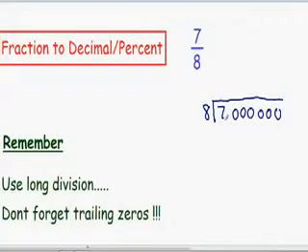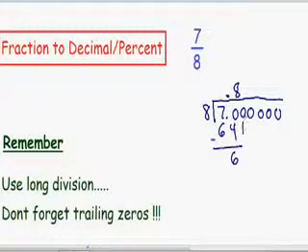The first thing I'm going to do is just place my decimal point and bring it straight up. So now we can start the division. 8 goes into 7 0 times, so we need to move on to the next digit. 8 goes into 70 8 times. 8 times 8 is 64. And if we subtract 70 minus 64, we get 6.